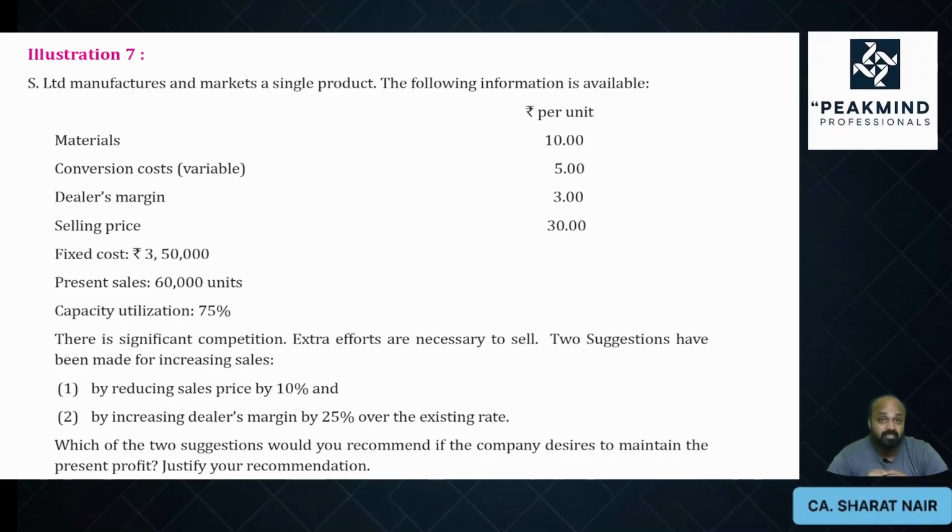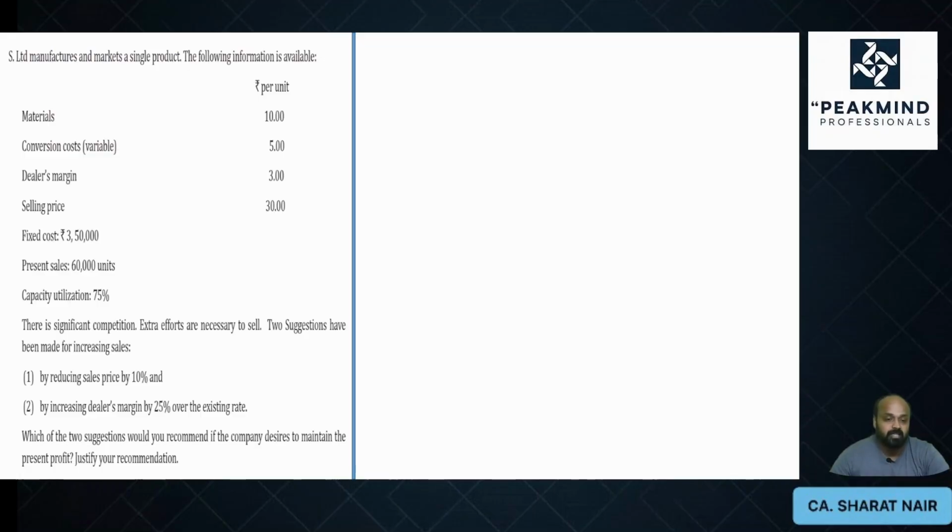Going further, they are saying there is significant competition in the market. We need to put extra effort to hold on to the current market. Then they have two suggestions before them to increase the sales. Either they have to compromise the selling price by 10% or they need to increase the dealer's margin, that is, the extra cost we need to incur, by 25%. So current dealer's margin is 3 rupees. So 3 into 25%. So there should be an increase of 75 paisa of dealer's margin per unit. So which option is better and which one you will choose is what they are asking. And they are asking us to give the explanation also. So let's proceed with the answer.